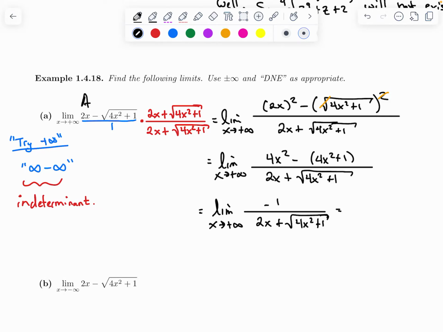We're taking the limit as x approaches positive infinity. The numerator is just going to be -1. There's nothing happening there. It's staying fixed. It doesn't increase or decrease. It stays at -1. But the denominator, the 2x, is going to go to infinity. And what about the square root of 4x squared plus 1? Is that also going to go to infinity? Yes. So you have this going to infinity and this going to infinity, which means that the whole denominator is going to positive infinity.